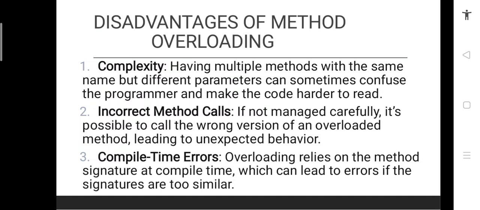Let's look into the advantages of method overriding. Why do we need method overriding? Because of polymorphism. This is the main thing: polymorphism means different forms, right? It's in different forms. It allows subclasses to provide a specific implementation of a method that is already defined by its superclass.